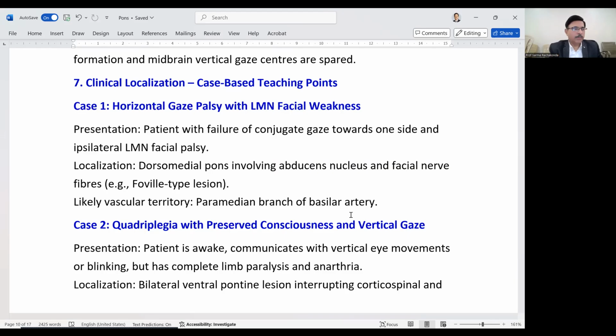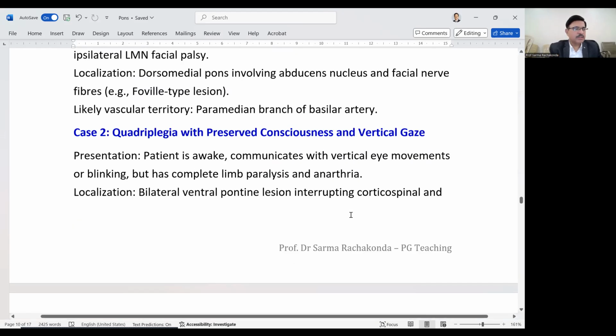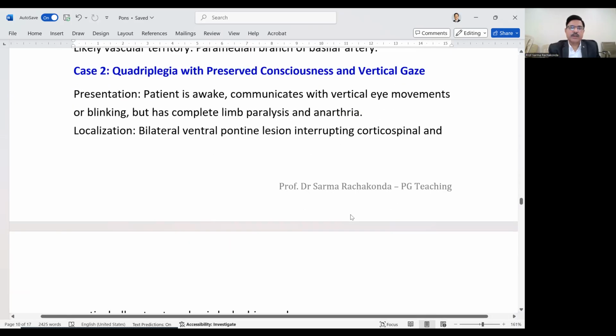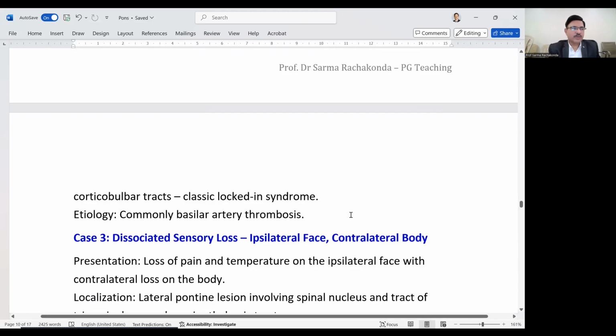Then, quadriplegia with preserved consciousness and vertical gaze. This is locked-in syndrome, isn't it? That means the patient is awake and communicates with vertical eye movement or blinking, but has complete limb paralysis and anarthria on both sides. Bilateral ventral pontine lesion means basilar artery thrombosis. This is called basilar artery thrombosis.